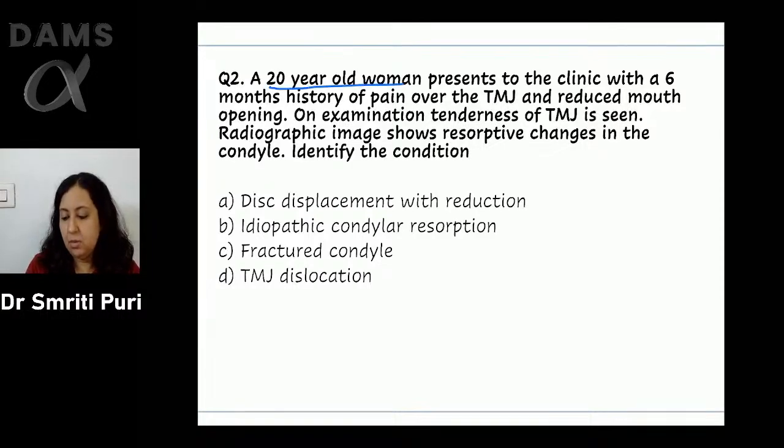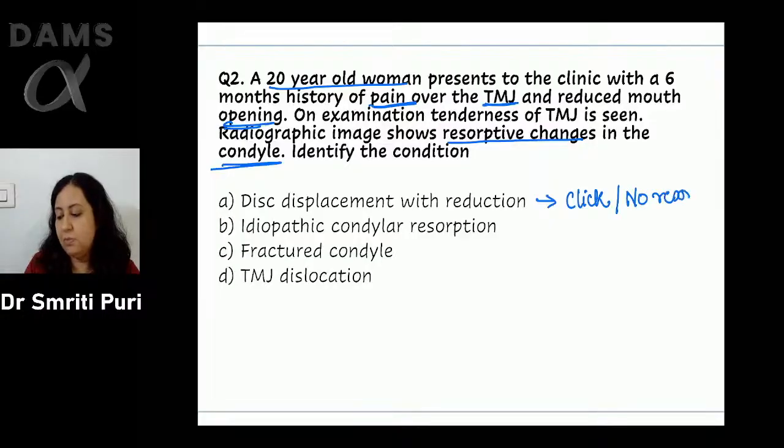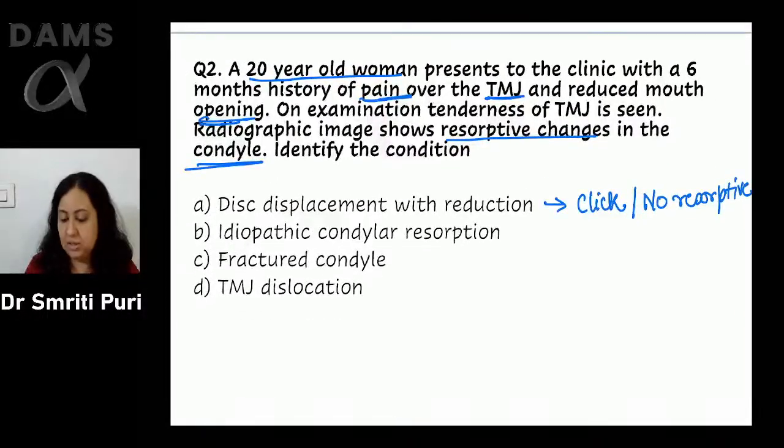A 20-year-old woman presents to clinic with a 6-month history of pain over the TMJ and reduced mouth opening. On examination, there is tenderness over the TMJ and radiographic image shows resorptive changes in the condyle. Now let us see our options one by one. Disc displacement with reduction will always have a click, but there will be no resorptive changes. The condyle would not be resorbed.